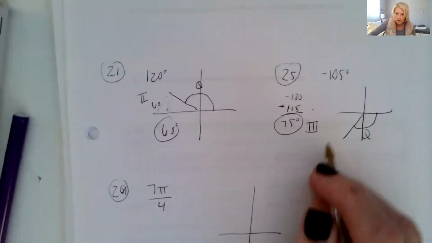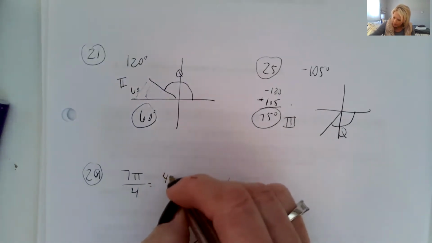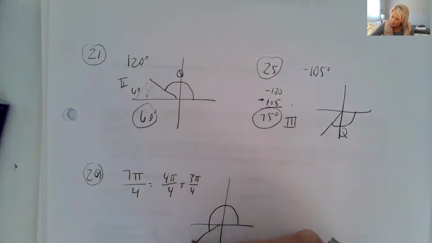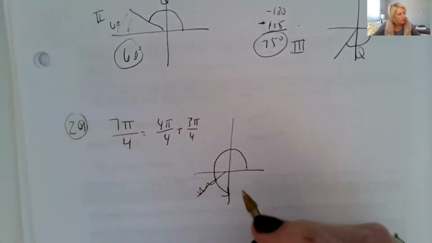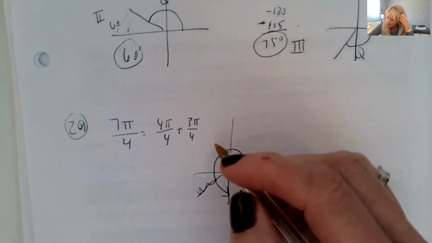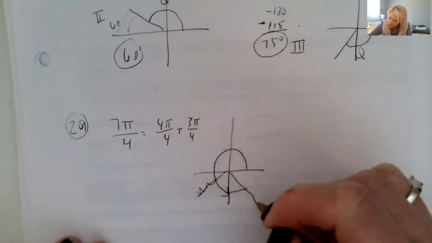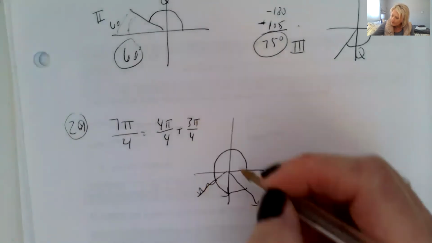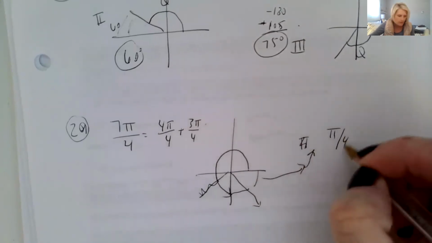And then 7 pi over 4 for number 29 is again going to be just over pi. It's equal to 4 pi over 4 plus 3 pi over 4. So it's actually 1 pi and almost 3/4. So it's not this one, it's right there at 7 pi over 4. So it's 1 pi and 3/4 of a pi. So it would be right here. So 29 is actually a pi over 4 because it's just a pi over 4 away. So this right here is the reference angle of pi over 4.